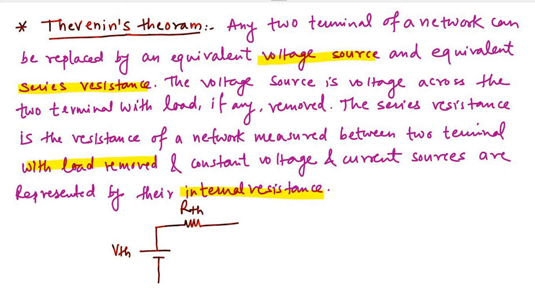So it is the total resistance of a circuit when voltage sources and current sources are represented by their internal resistance. So this is the Thevenin's equivalent circuit, VTH in series with the RTH. And after that, at points A and B, a load is connected, called RL, and the current through this RL is called IL, the load current.